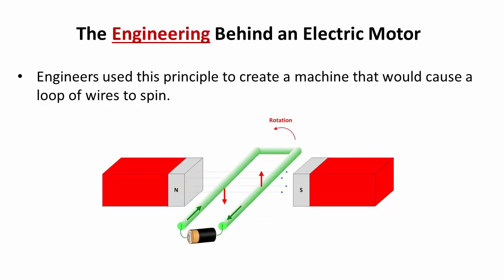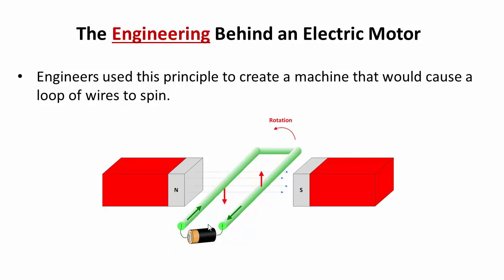Okay, so now here's the engineering. So the engineers come along and go, wow, that is great. We can put current through a wire and the wire moves. Now you have movement. I can create movement by running current through something. I can create a new device. So consider this. What if you put a loop of wire in the magnetic field?